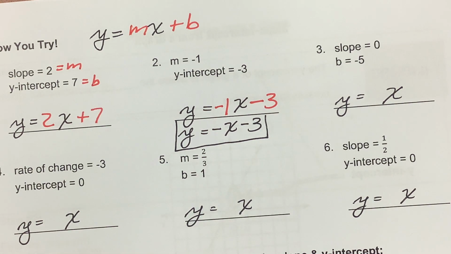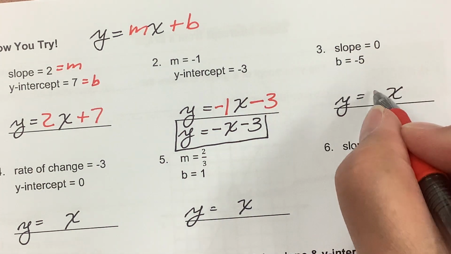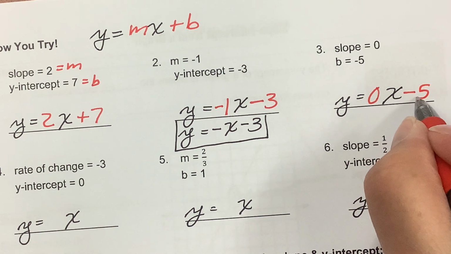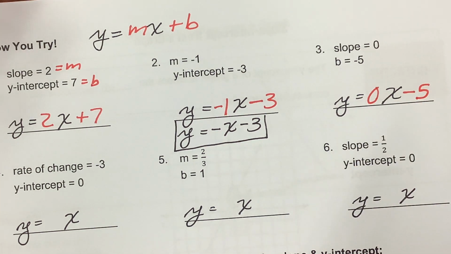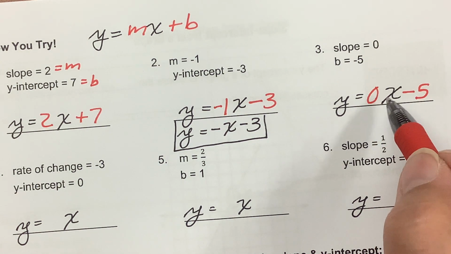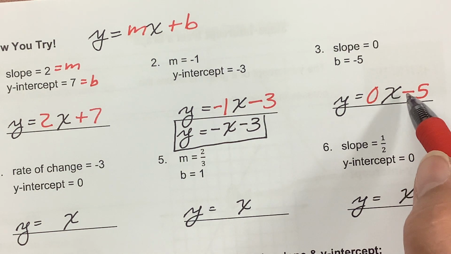All right. For this one, my slope is 0, my y-intercept is -5. Now, it's the slope times the variable x. 0 times x. What's 0 times anything? 0 times 2, 0. 0 times 7, 0. 0 times 34, 0. 0 times x is 0. So this is really 0 minus 5.